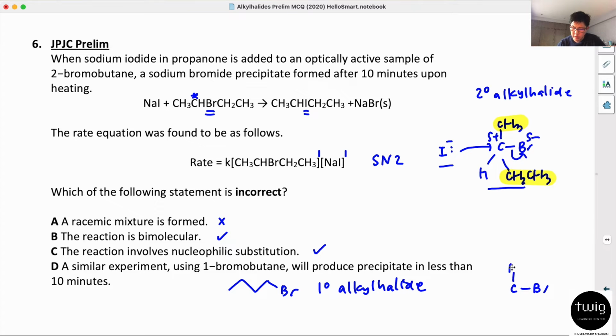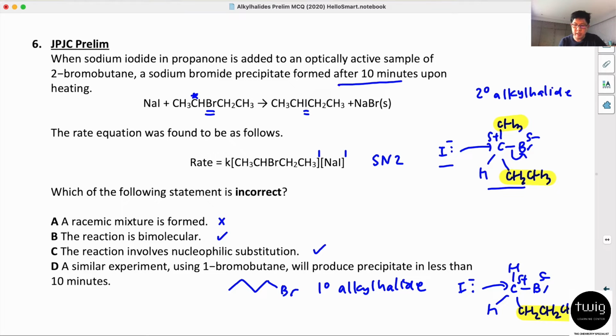But if you look at this compound, it probably looks something like this, right? There's a H here, there's a H here, and there's only one, two, three, four. There's only one bulky alkyl group, which means the nucleophile I minus will be able to attack the carbon more easily. So it'll be a faster rate reaction, and you will produce a precipitate in a lesser amount of time.